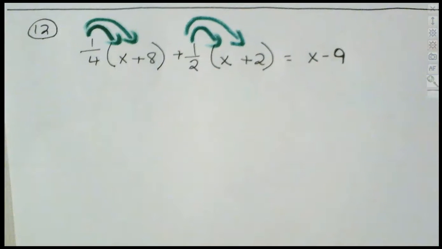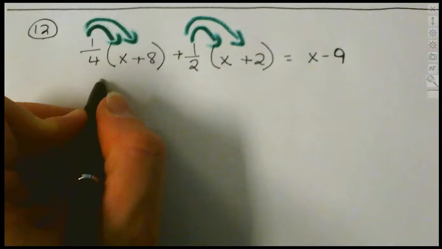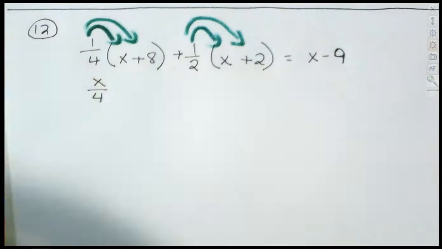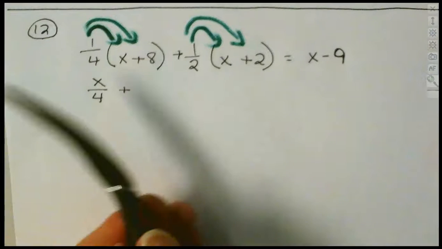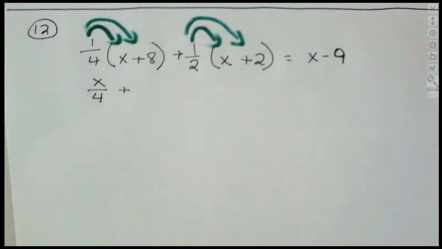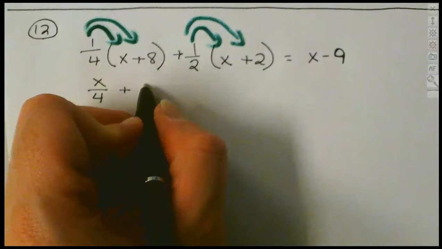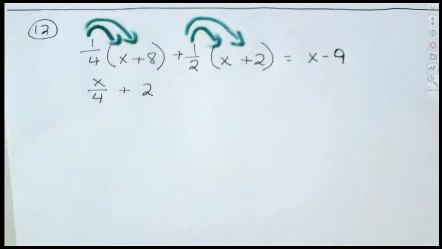One-fourth times x, you can write that as 1/4 x, or you can write that as x over 4. They're the same. What about 8? 8 divided by 4, well, that is a 2. Okay, so you can write it as a 2, or you can write that as 8 over 4. It doesn't matter, because they're going to be cleared out in a moment. So 8 over 4, or you can write it as 2.